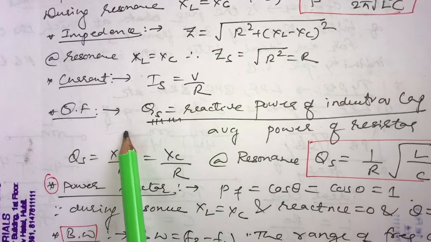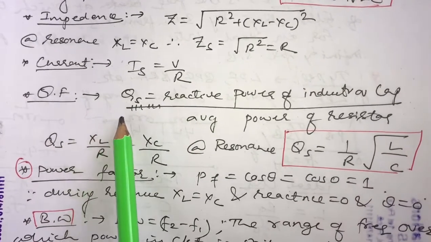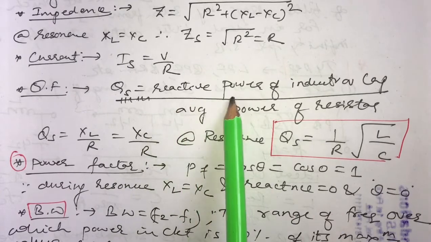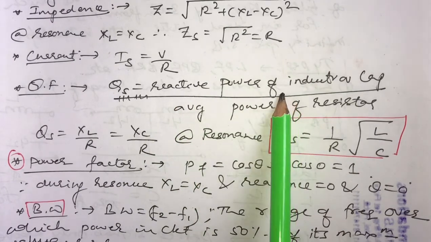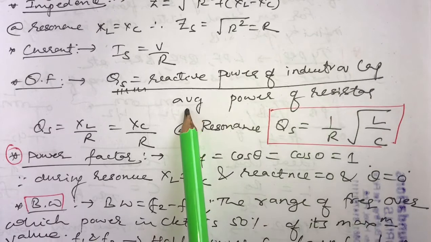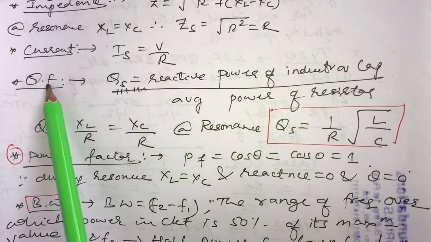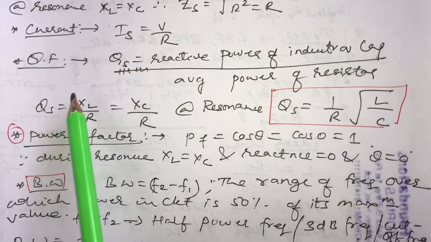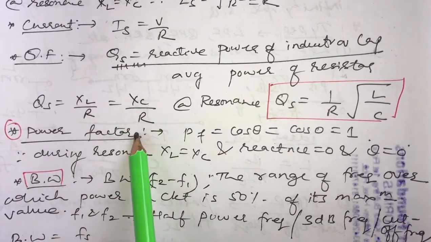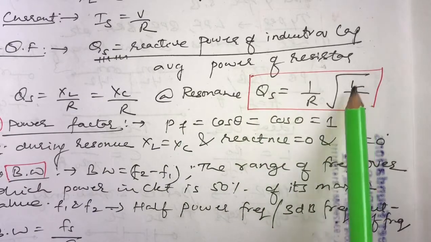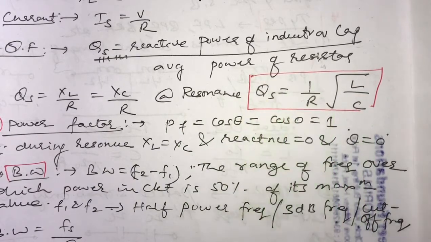Next concept, what is quality factor Qs? The quality factor is the ratio of the reactive power of the inductor or capacitor to the average power of the resistor. We call this ratio the quality factor, given by Qs equals XL by R or XC divided by R. But at resonance, Qs equals 1 by R times the square root of L by C. So you have to remember this formula.